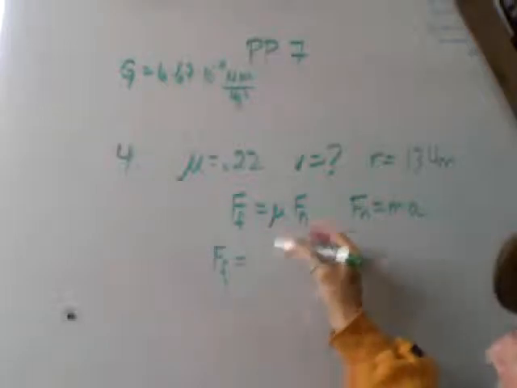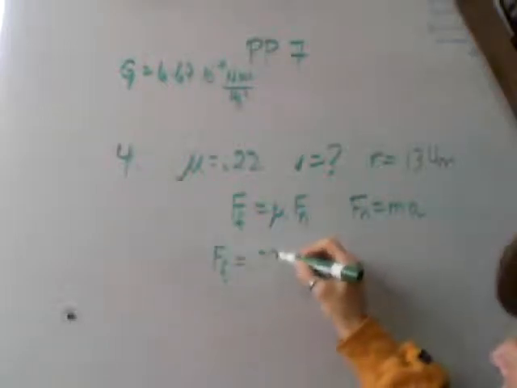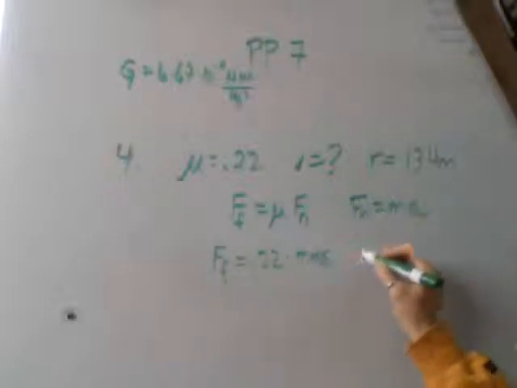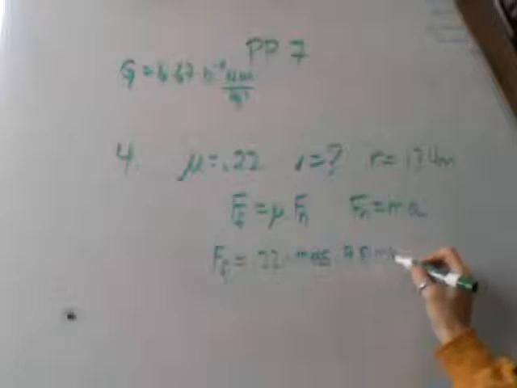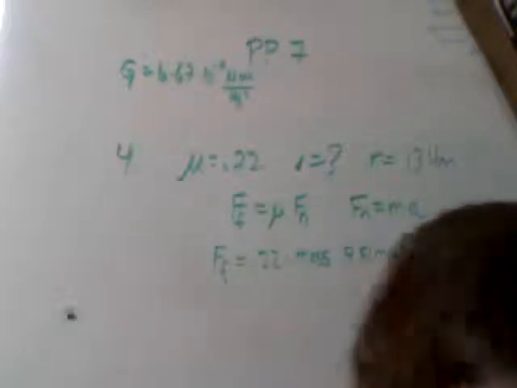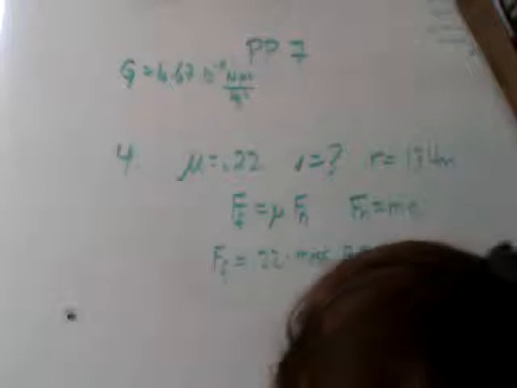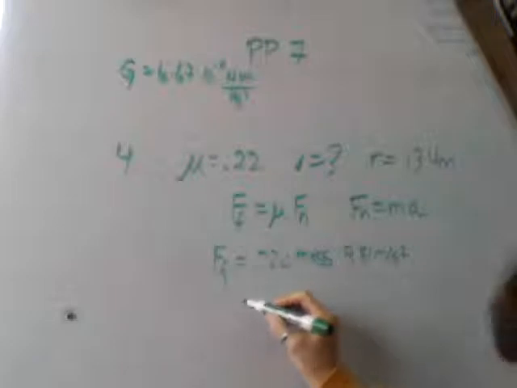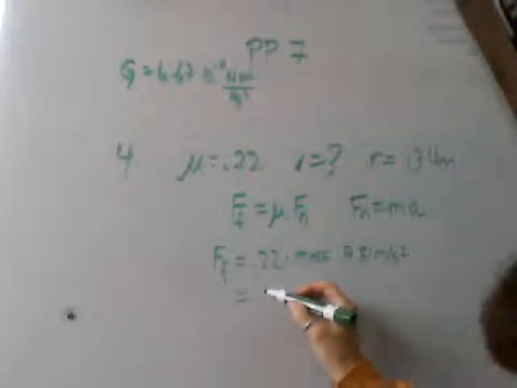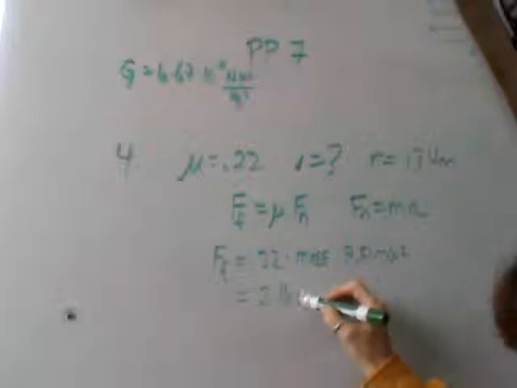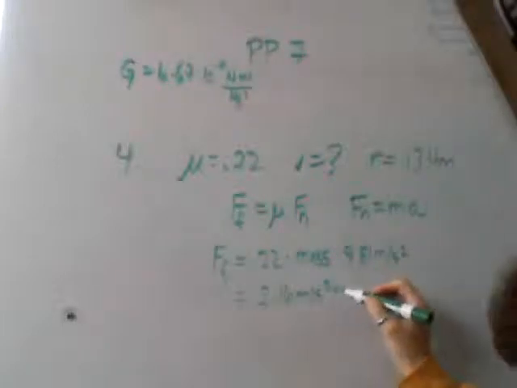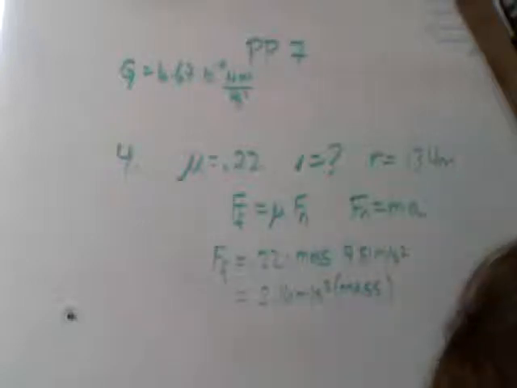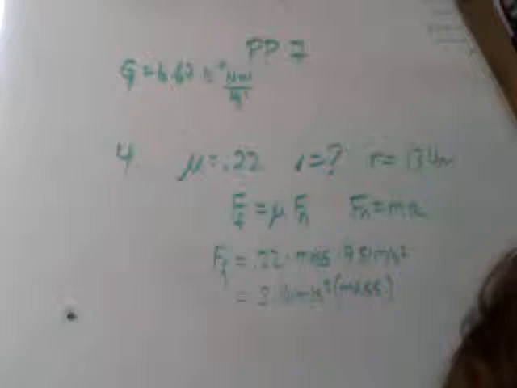of friction. So we know that the mu is 0.22, and we know that the normal force is equal to mass times 9.81 meters per second squared. We don't know the mass, but we can just put the word mass in there for now to figure out what it is. And so solving for this, we find that the frictional force is equal to 2.16 meters per second squared times the mass.